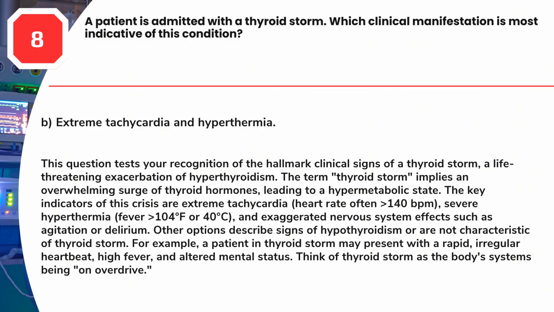Other options describe signs of hypothyroidism or are not characteristic of thyroid storm. For example, a patient in thyroid storm may present with a rapid, irregular heartbeat, high fever, and altered mental status. Think of thyroid storm as the body's systems being on overdrive.